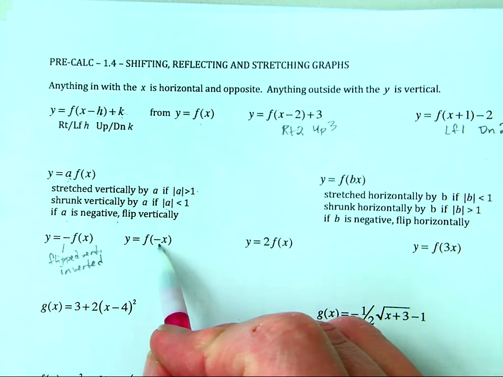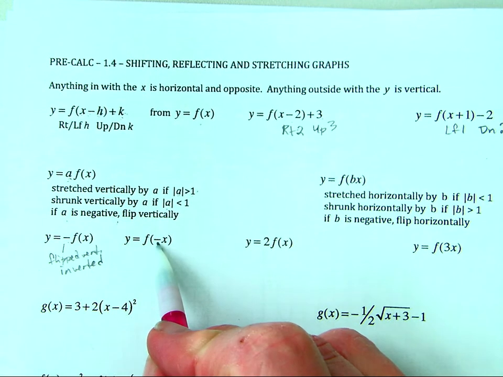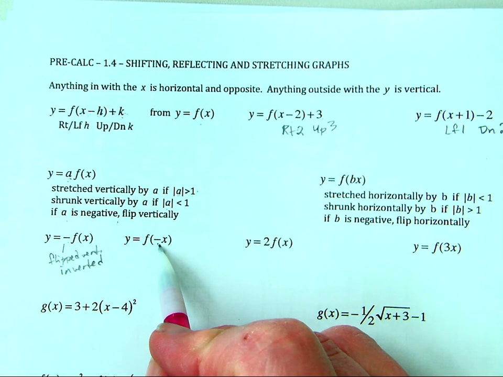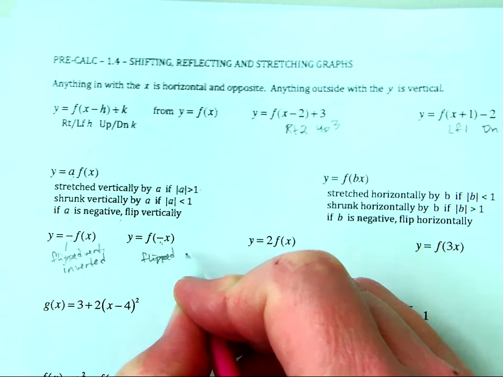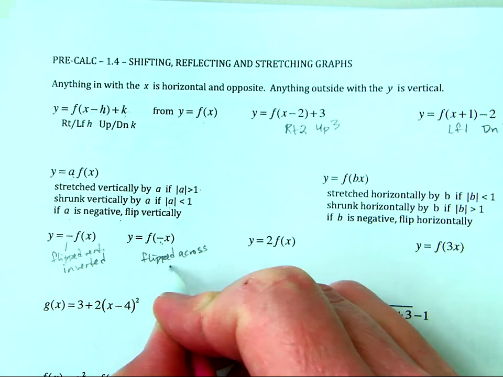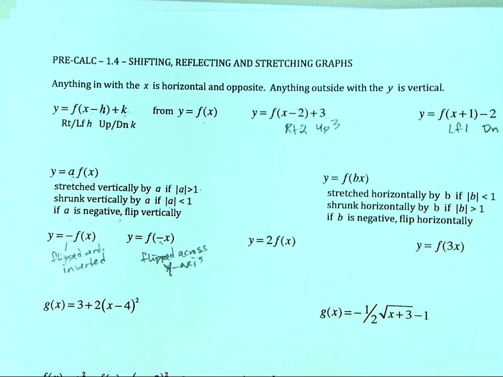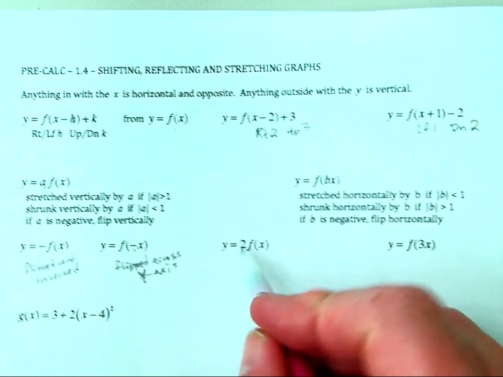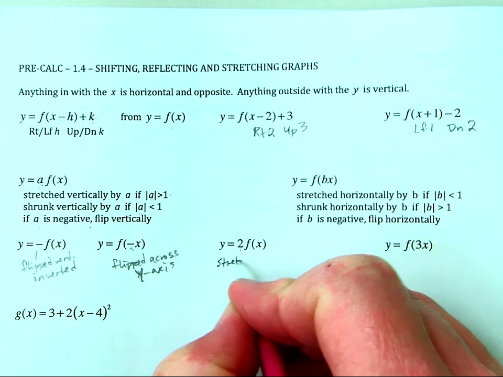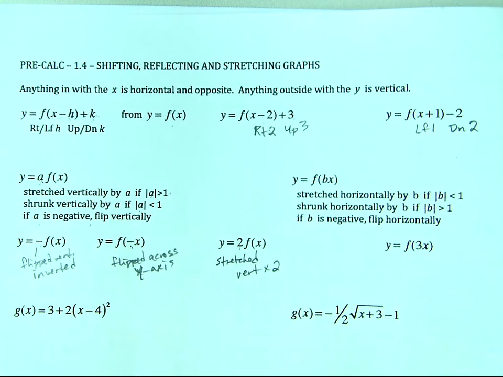Now if the negative is inside with the x, notice the difference here. Here it's on the outside. Here it's inside the parentheses with the x. Anything inside the parentheses is horizontal. So this one is flipped horizontally. So it's flipped across the x-axis. I'm sorry, across the y-axis, I misspoke. So it's flipped sideways. Like this one, there's a 2 out front. So this one is stretched vertically by 2. So if it asks you to describe it, that's what you'd say, stretched vertically by 2.